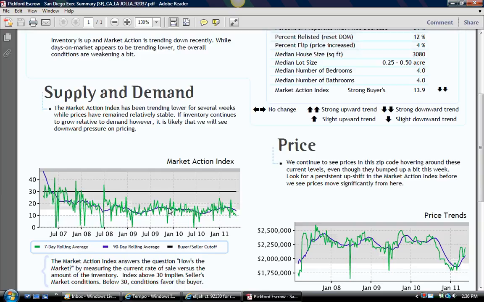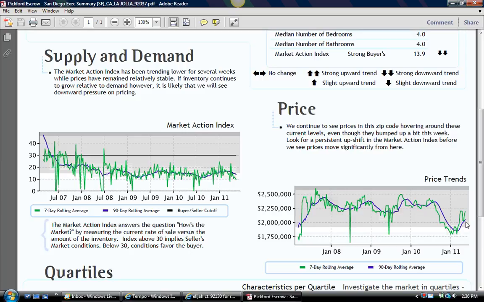The market action index basically says, how's the market? What we've seen over the last couple of years is that for every property that comes on, one goes off, and that is indicated by the overall levelness of this line. But because we are below this 30 point on this data graph, what that means is that there's just less overall activity. Pricing has been getting a little stronger in 2011.